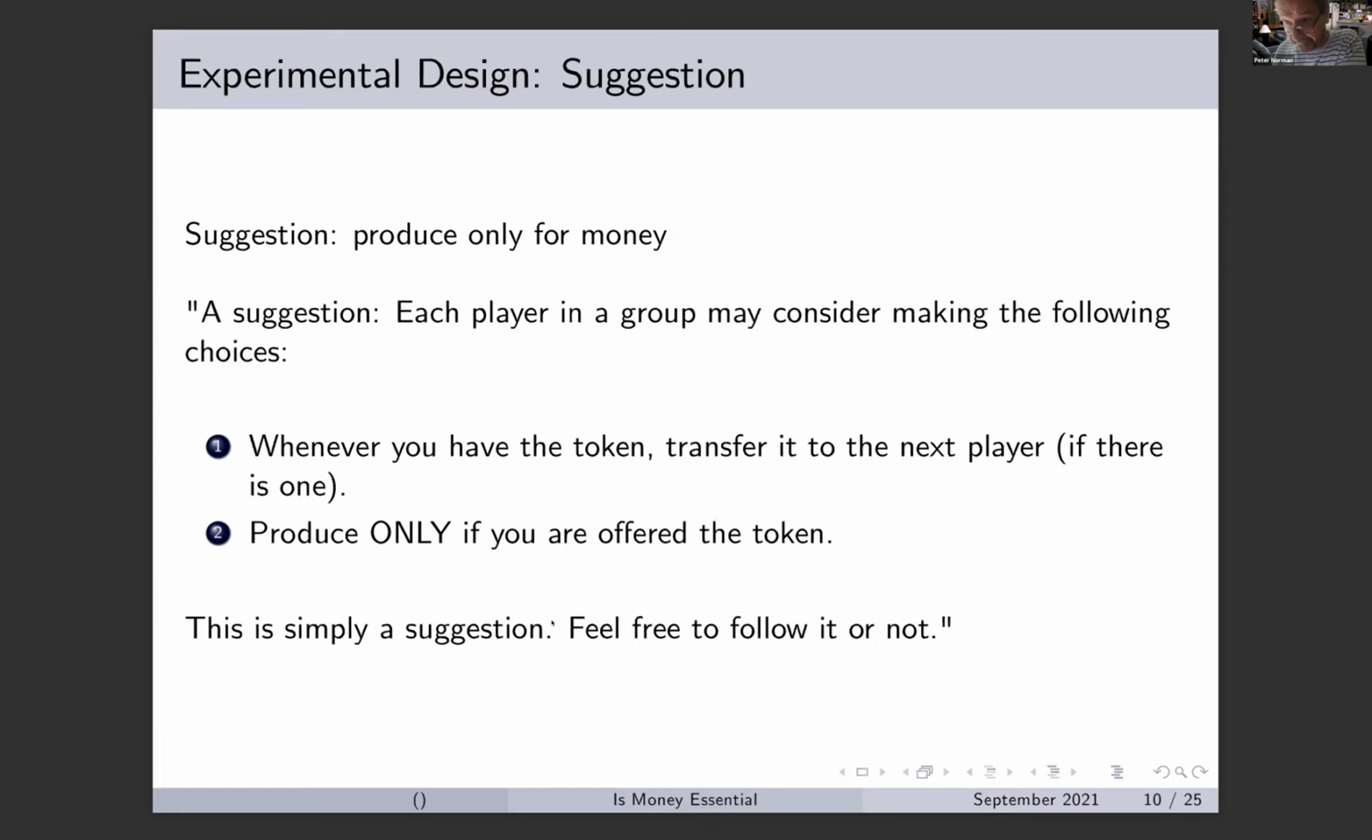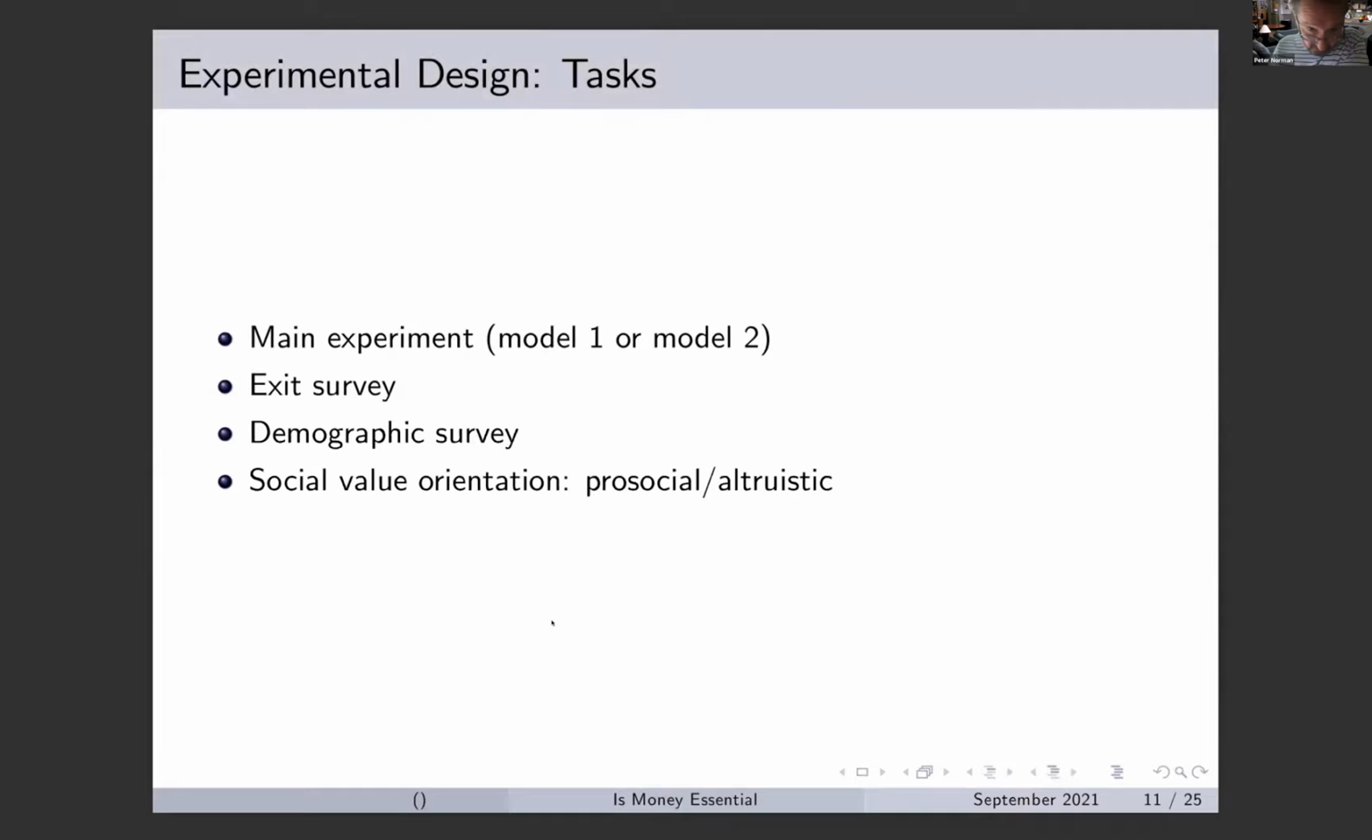Again, we are serious about trying to figure out why people are not always playing equilibrium strategies. So after the main experiment, we have an exit survey. We also have a demographic survey, and a social value orientation measure to determine how pro-social or altruistic the subjects are. Notice that this is not just a questionnaire. They play some generalized dictator games, so there's skin in the game when determining how altruistic they are.